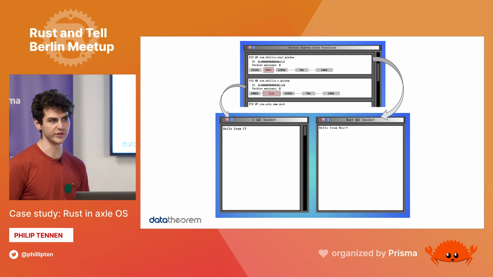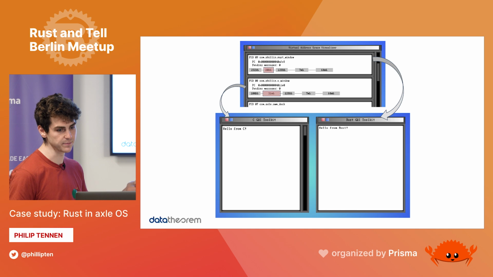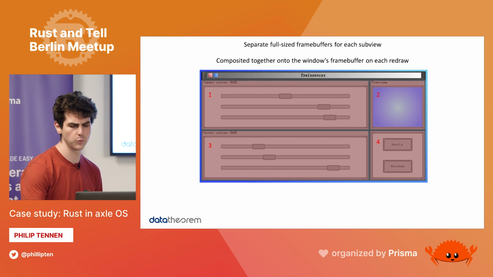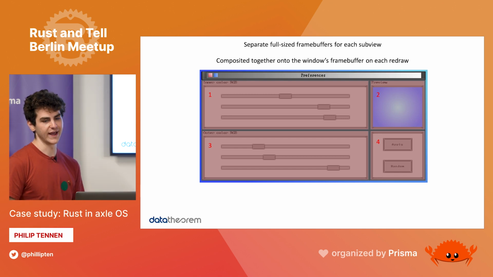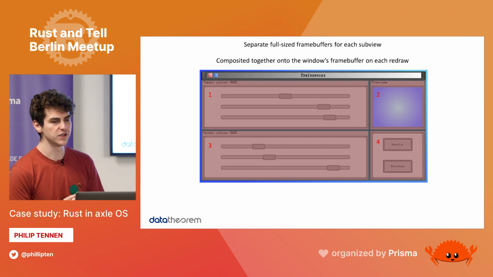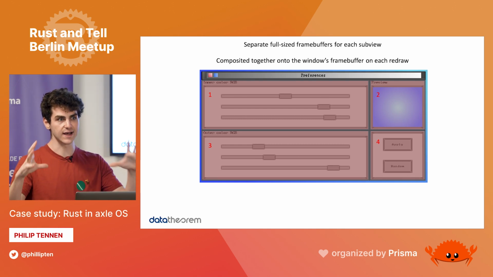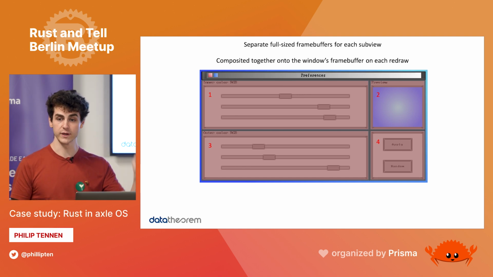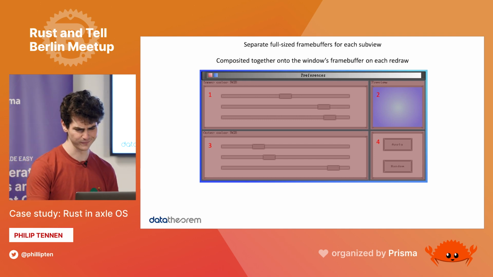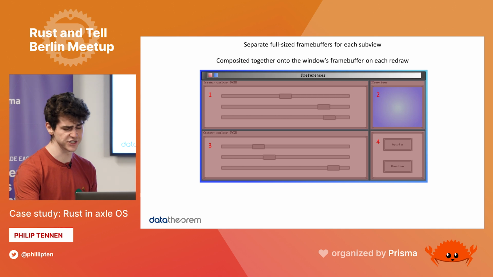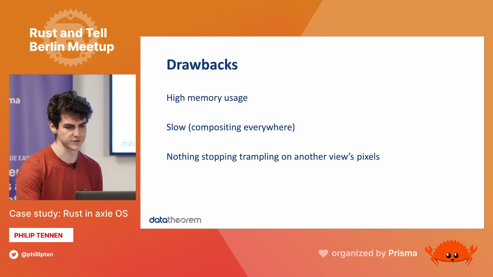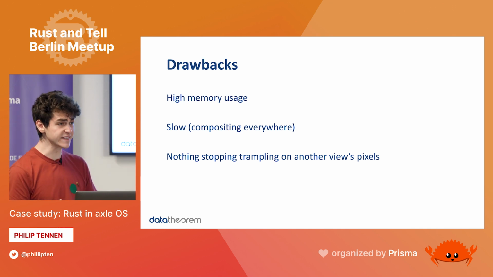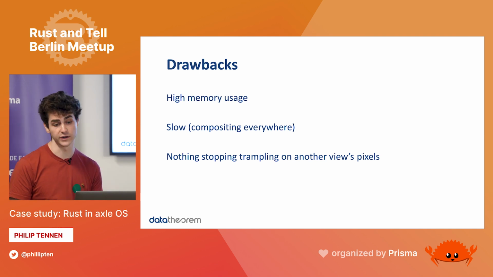But one thing that you'll notice if you look at this, that seems a bit weird, is the memory usage for the C GUI toolkit is way higher than for the Rust. The heap in the C one is 31 megabytes versus just 20 kilobytes for the Rust one. Why is that? Well, in the C GUI toolkit, anytime you want to have a subview, you actually need to have a separate full-sized frame buffer. That is, it's a frame buffer the size of the entire screen. And then every time we draw the window, we composite all of those together into a final image. So the memory usage is ridiculous with this approach. It's also slow because on every redraw of the window, you need to composite. And as we've seen, there's nothing stopping you from trampling on another view's pixels.